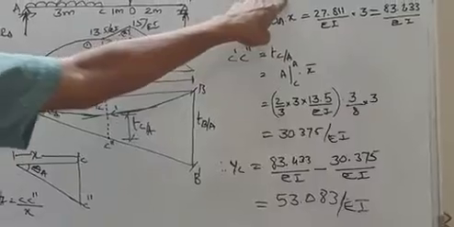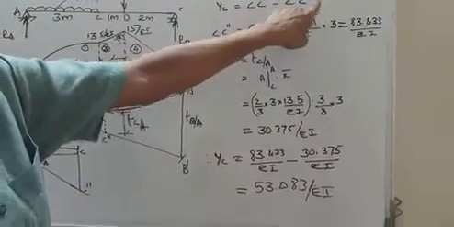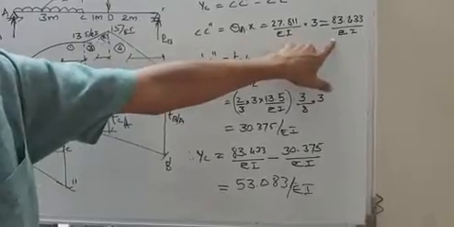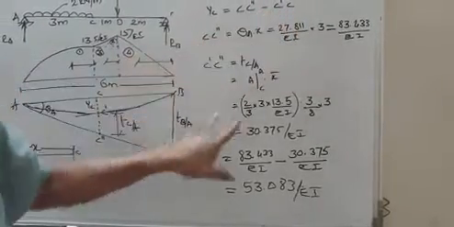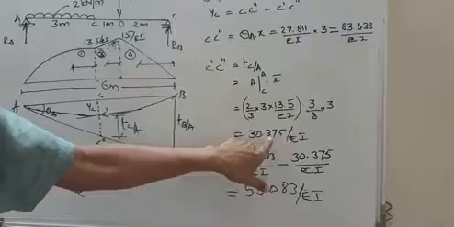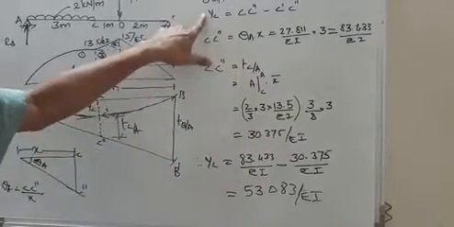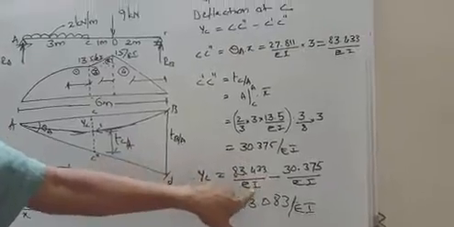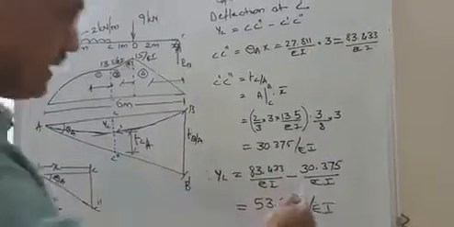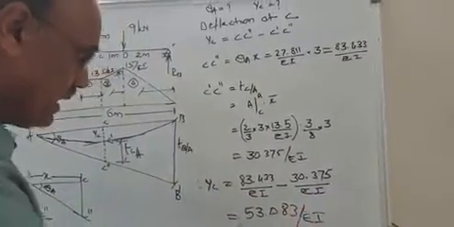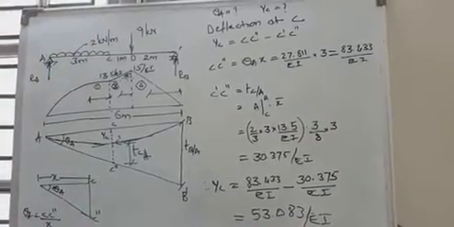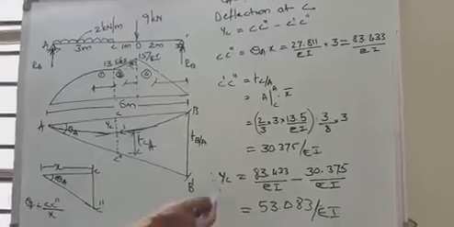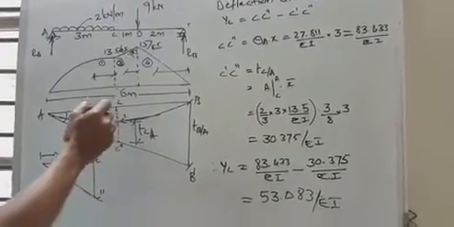Now you got C dash as well as C dash C double dash. So C dash is 83.433 by EI. C dash C double dash is the tangential deviation, which comes to 30.375. Therefore YC equals C double dash, that is 83.433 divided by EI minus 30.375 by EI. If you simplify that, you are going to get 53.083 divided by EI. This is the deflection at point C.